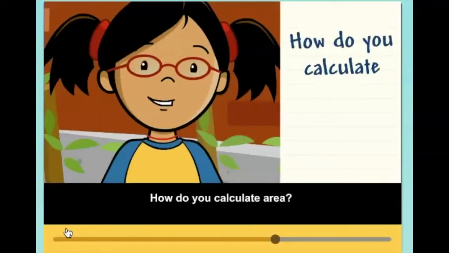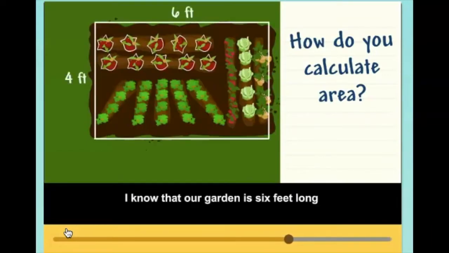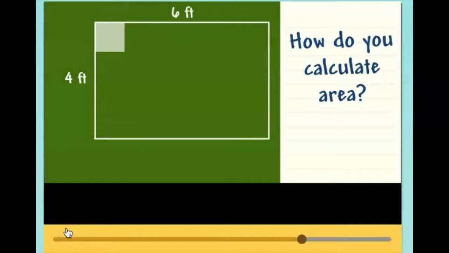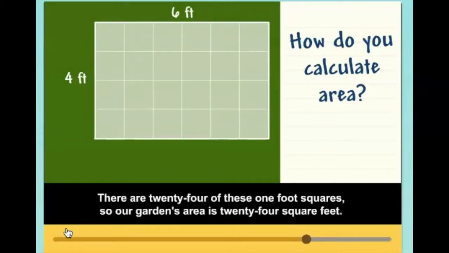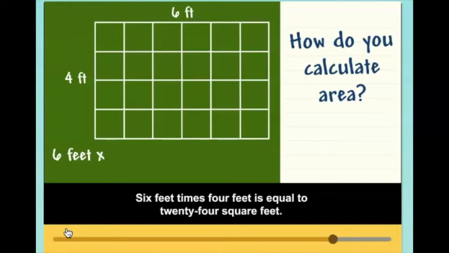How do you calculate area? What is the area of our class garden? I know that our garden is 6 feet long and 4 feet wide. We could divide the garden into 1-foot squares. There are 24 of these 1-foot squares, so our garden's area is 24 square feet. Instead of counting all the squares, you can multiply the length and width to find the area. 6 feet times 4 feet is equal to 24 square feet.